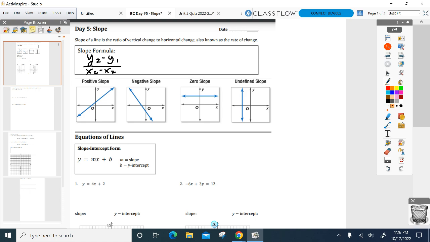The other one I like a lot, especially if the line is already graphed for me, is how many up and over I need to go, also known as rise over run. I love that one, especially if it's graphed. I just go, oh, 1, 2, 3, 4 over 1, 2, 3, 4/3.